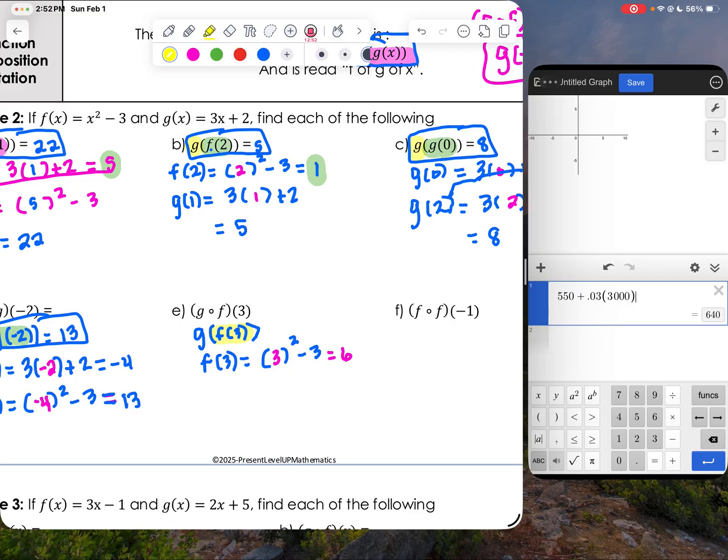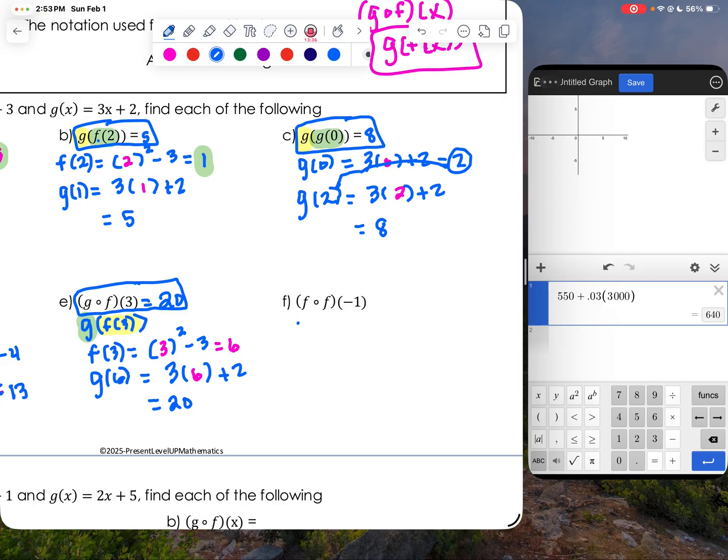So the letter on the outside here was g. So I am calculating g of 6. And that's going to be 3 parentheses plus 2, plug in a 6. 3 times 6, 18. 18 plus 2 gives me 20. So check your answer on that problem. g of f of 3 was equal to 20. All right, pause the video and try problem F on your own.